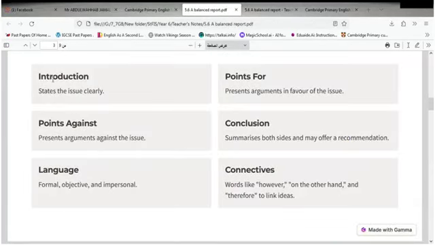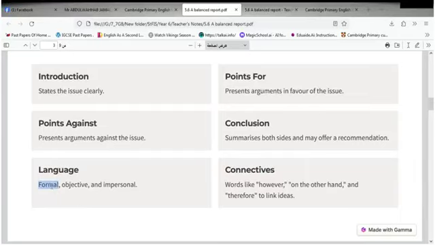So, as I said, we have a title which is a question, to show that we have a discussion, and then we have an introduction that states the issue clearly. Then we have points for, that presents arguments in favor of the issue. Then we have points against that presents arguments against the issue. Then we have a conclusion which summarizes both sides and may offer a recommendation or suggestion about the problem or the issue.